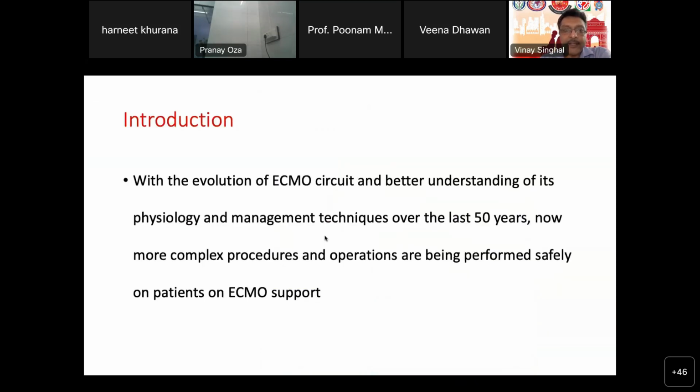With the evolution of the ECMO circuit and better understanding of its physiology and management techniques over the last 50 years, now more complex procedures and operations are being performed safely on patients on ECMO support. So, we are seeing patients being taken on ECMO.